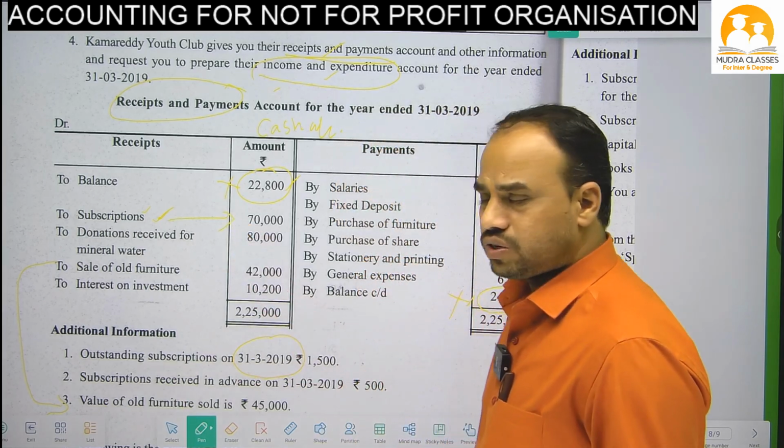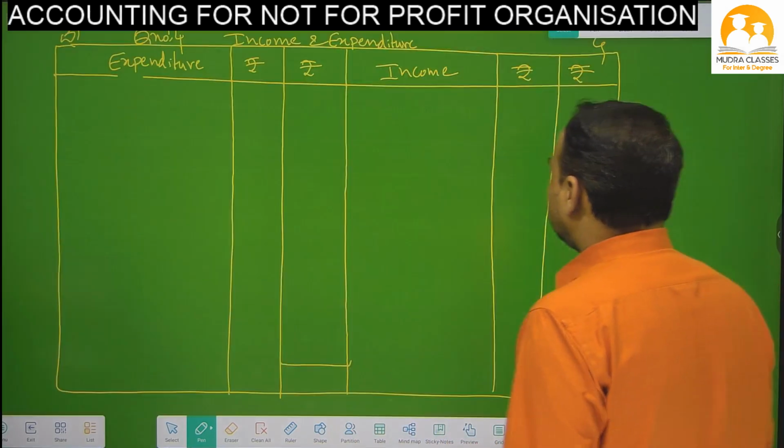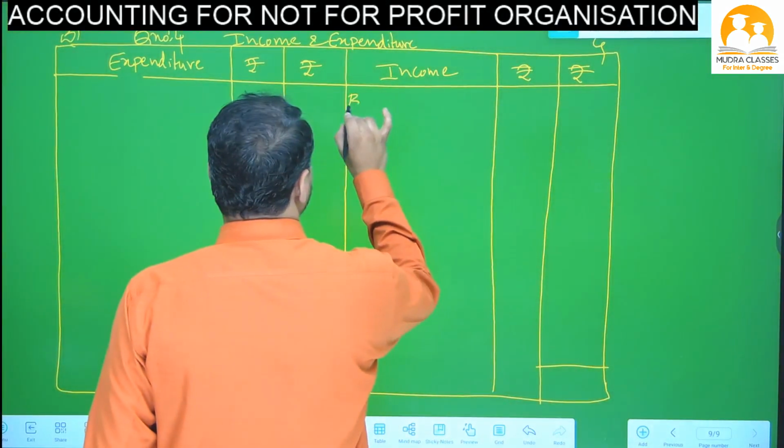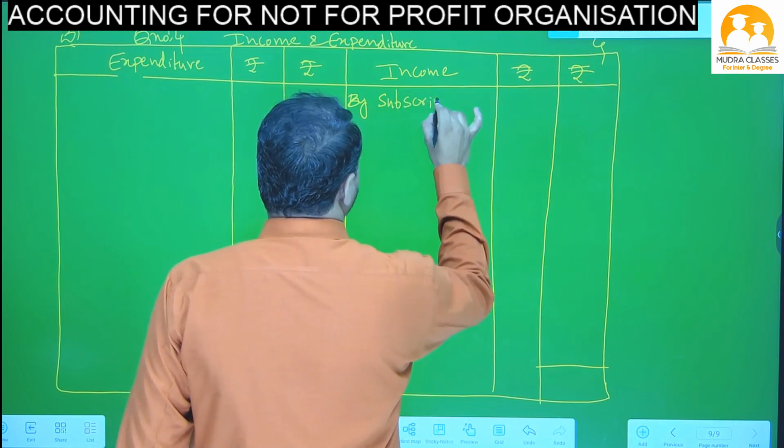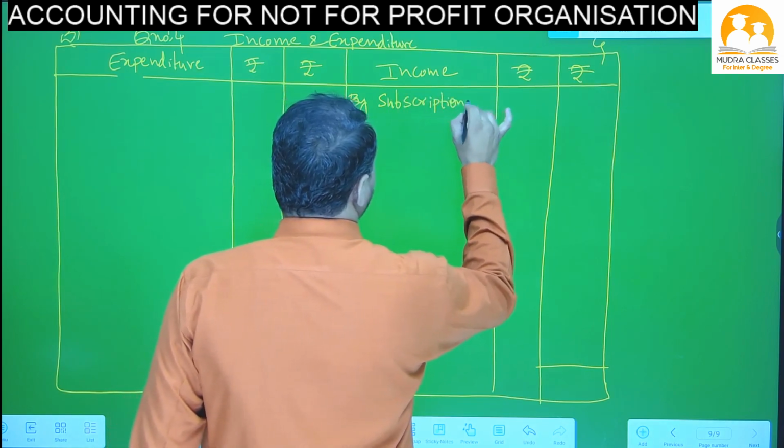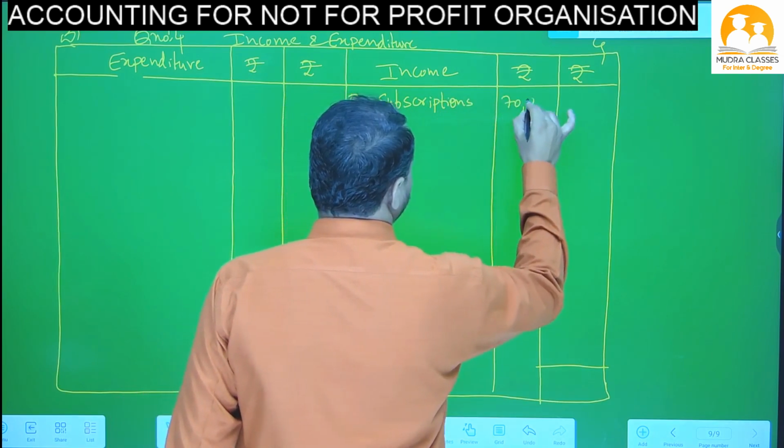See the next one, subscriptions given. It is a regular source of income, so we have to write it here by subscription in the answer. Write the amount in the inner column, beta, because we have adjustment. So write the amount in the inner column: 70,000.